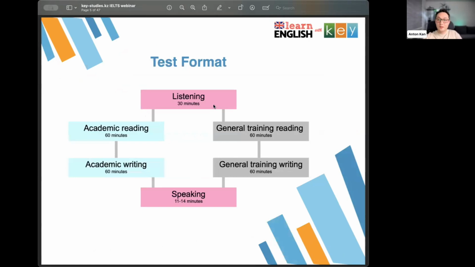Look, here you can see the IELTS test format diagram. The shortest section is speaking. The longest are writing and reading for both modules, which are general and academic modules. In total, it will take you about 2 hours, 45 minutes to complete the test.